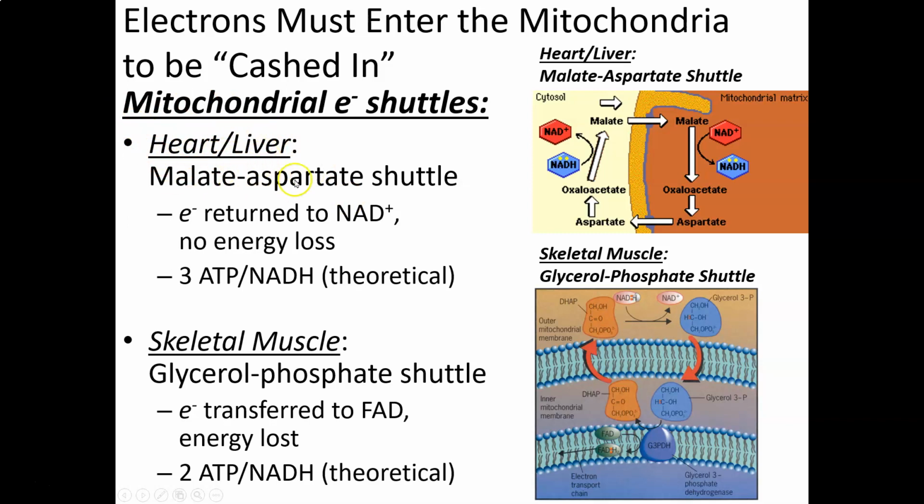As a matter of fact, in every cell in the body for the most part, except for skeletal muscle, this happens. It's called the malate aspartate shuttle. You don't have to worry about the details, but the electrons from NADH, the energy, are passed to a molecule called malate that can diffuse across the mitochondrial membrane and pass that energy back to an NADH molecule inside the mitochondria, and then it diffuses back out as aspartate, and it just keeps on going back and forth. So it's called the malate aspartate shuttle.